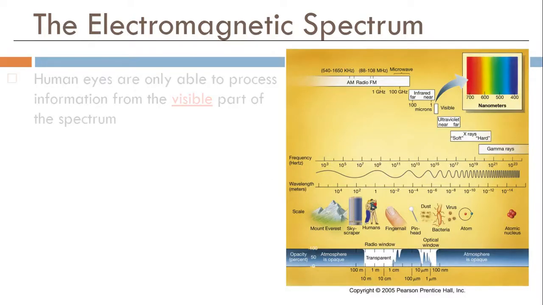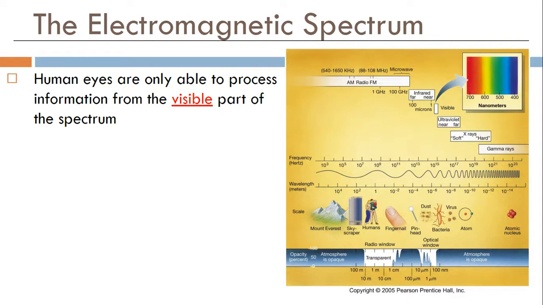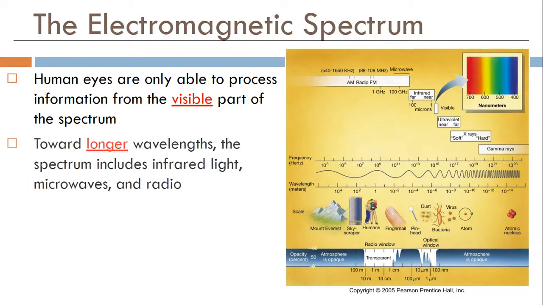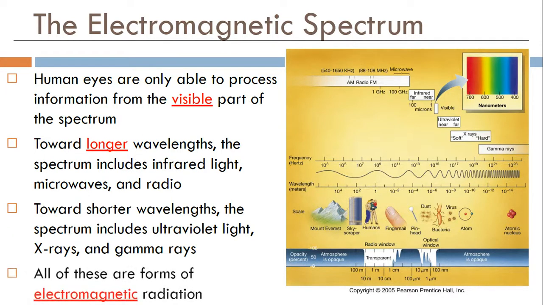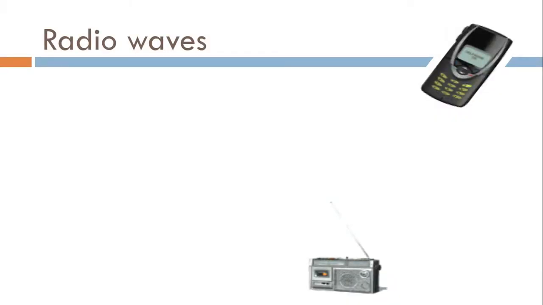Right, the electromagnetic spectrum again. Human eyes are only able to process information from the visible part of the spectrum. Toward longer wavelengths, the spectrum includes infrared light, microwaves, and radio waves. Toward shorter wavelengths, the spectrum includes ultraviolet light, X-rays, and gamma rays. So there are a lot of different parts of the spectrum that we can't see. All of these are forms of electromagnetic radiation. Any of these different types of waves on our spectrum here are all electromagnetic waves.